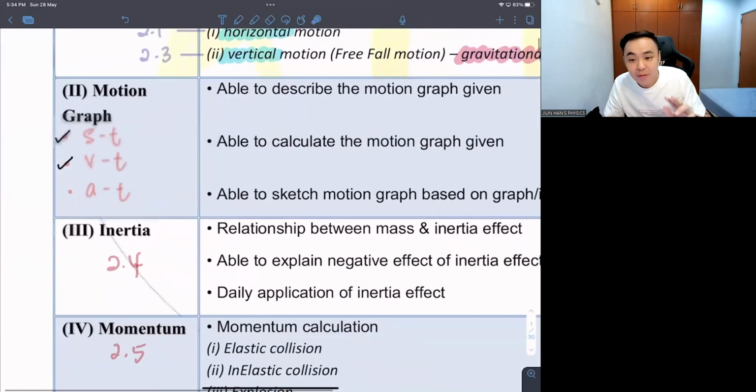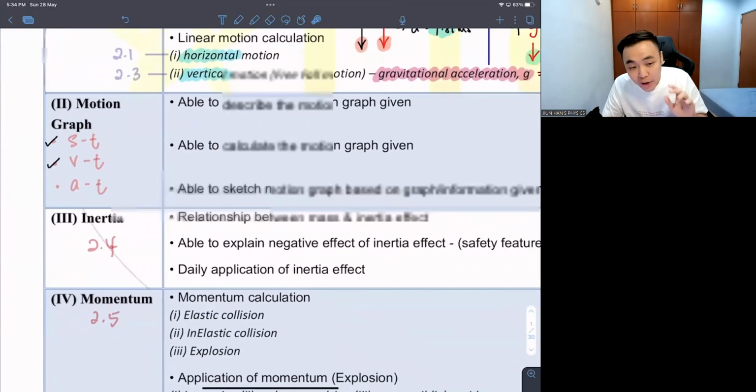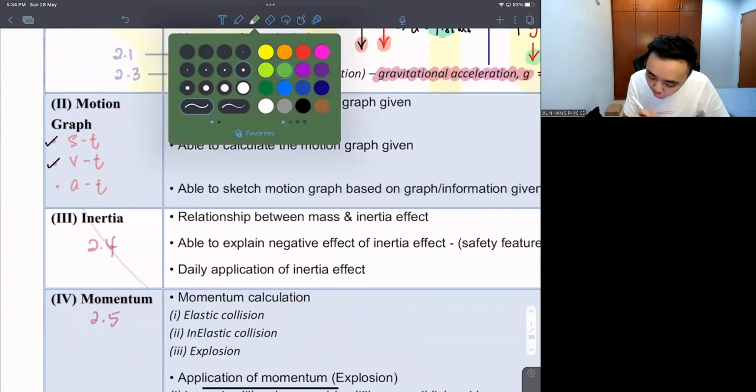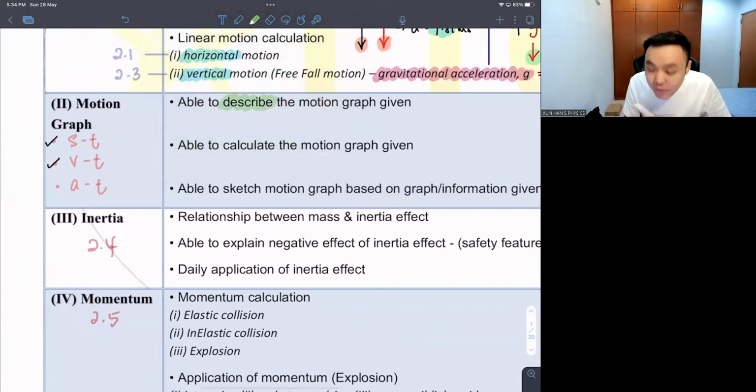Yep. Motion graph, simple. I summarize for you. You just need to know 3 skills. You can remember these 3 skills, you move on already. Now, what are the 3 skills we have? Straightforward. Number 1, you need to know how to describe the motions. They give you the graph, you tell them, what are you doing? Are you going fast? Are you going slow? Are you getting faster? Are you getting slower? Are you accelerating? Those kind. All right. Second, you need to know how to calculate the motion graph. And third, you need to know how to sketch the motion graph.